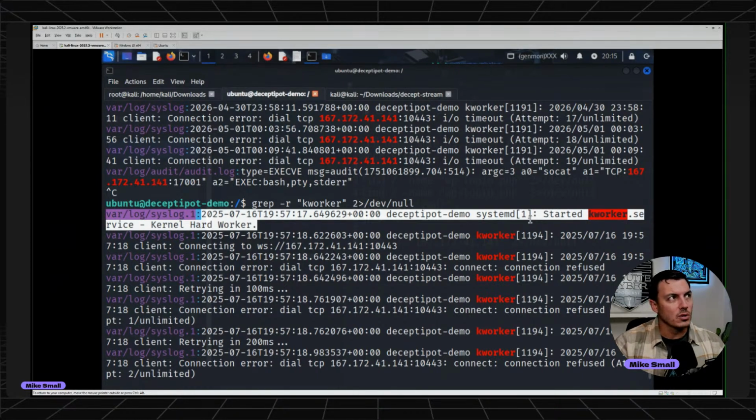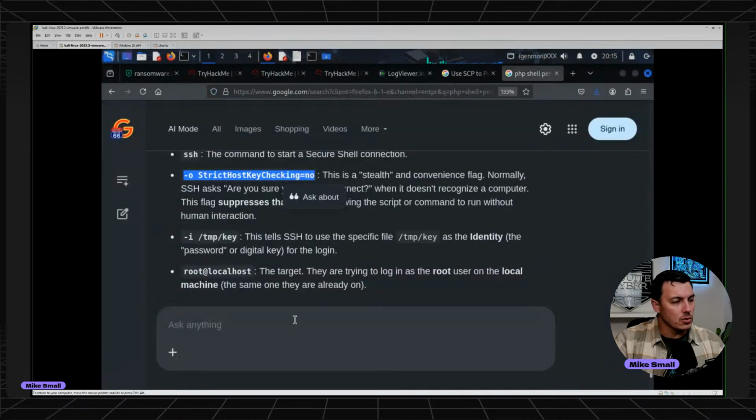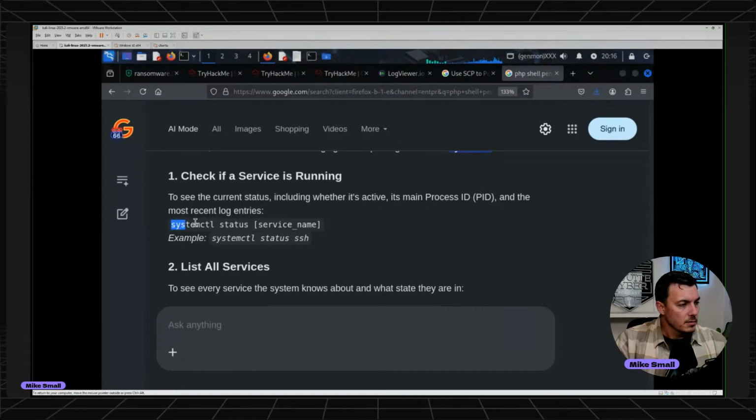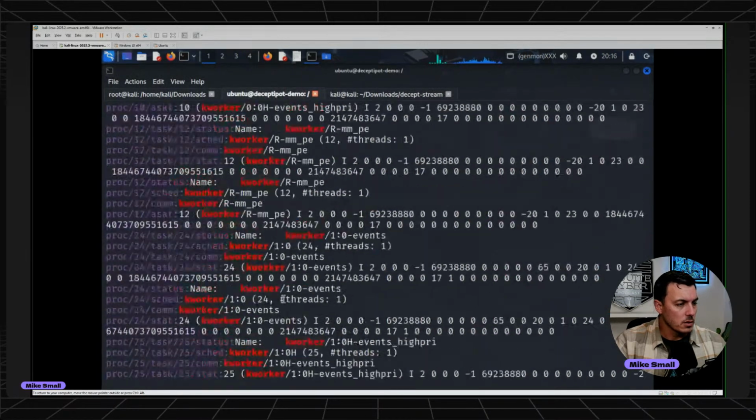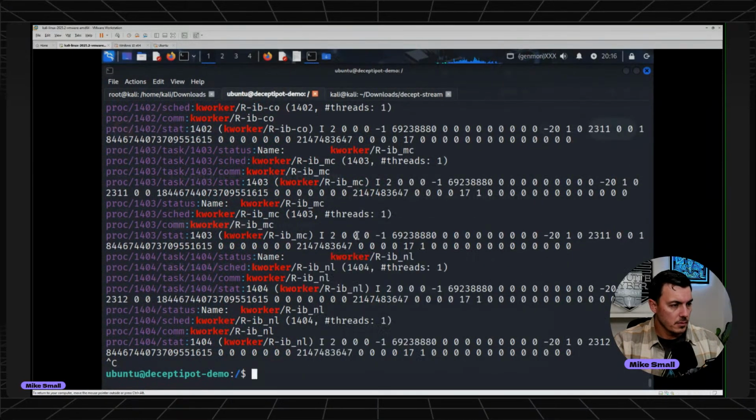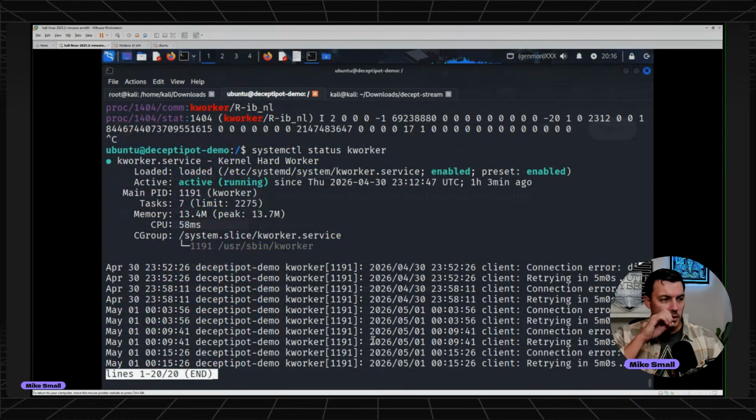So let's take a look at this service. We can, again, ask Google, how do I get information about a service in Ubuntu? So systemctl. We'll do this, and then we'll just type in kworker, see if it works. Look at all this, lots of stuff here. Go ahead and terminate. Status kworker, we may have to do .service. We sure don't. All right, there we go.